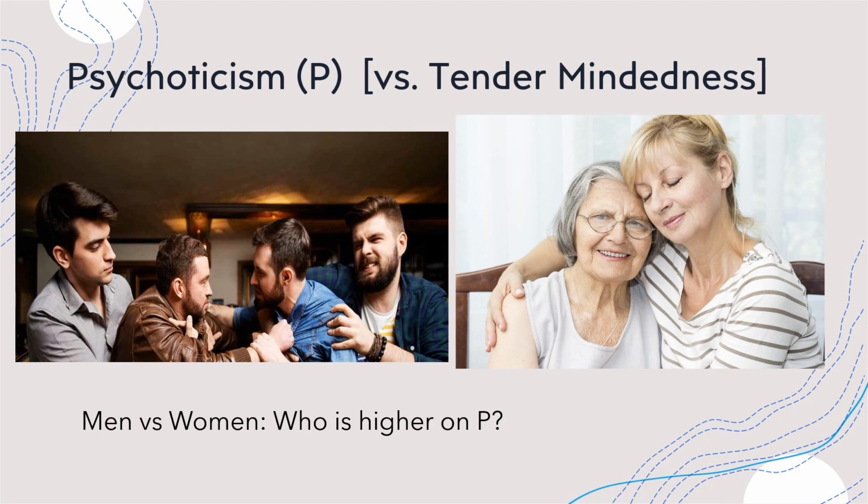So high in psychoticism, you're totally egocentric. The world is all about you. You could be impulsive, or you could be the type that doesn't want to conform to society's norms, anything like that. And low psychoticism is the tender-minded, that warm, caring person who's cooperative. They do everything right, that sort of thing.